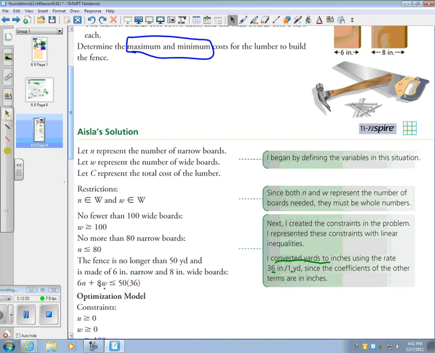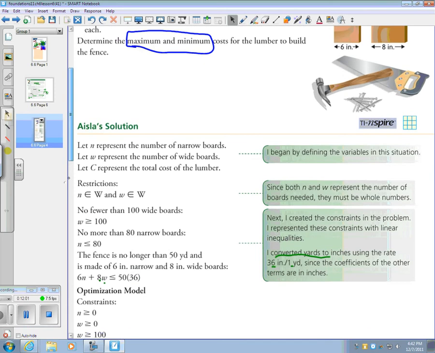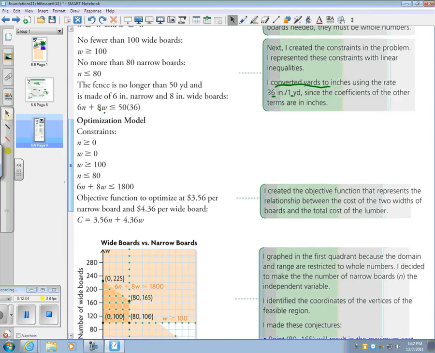A couple more constraints that they had here. They said n had to be greater than or equal to 0. Can't have negative boards. W has to be greater than or equal to 0. Can't have negative boards again. And these were all the ones that we just did up above there.